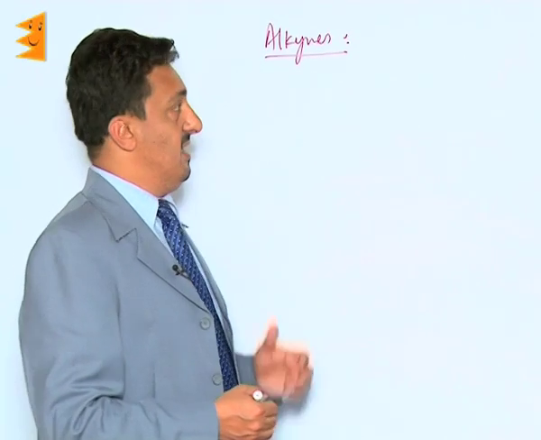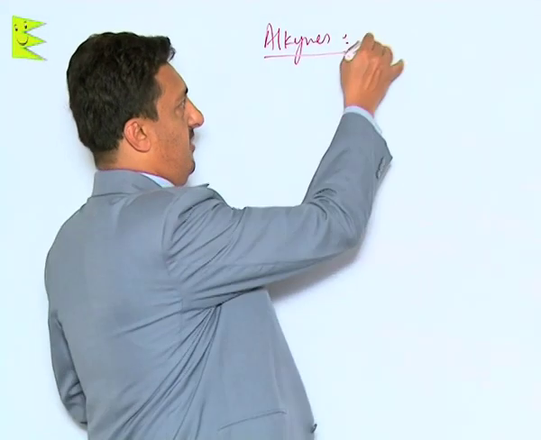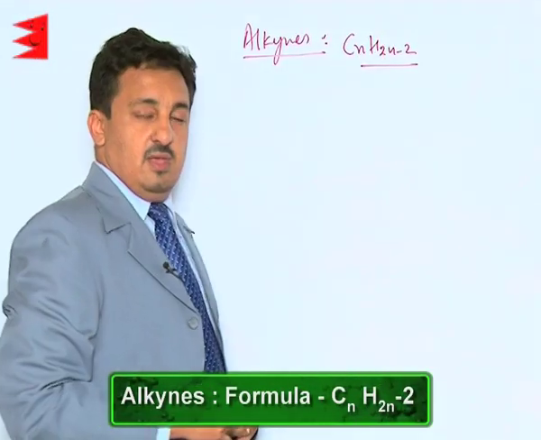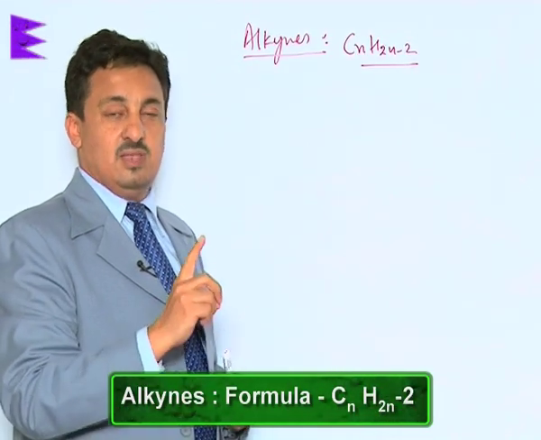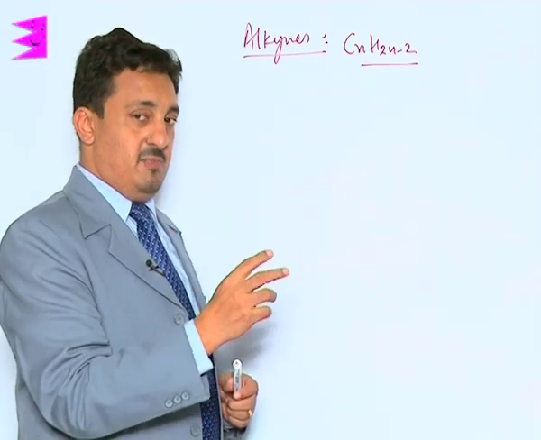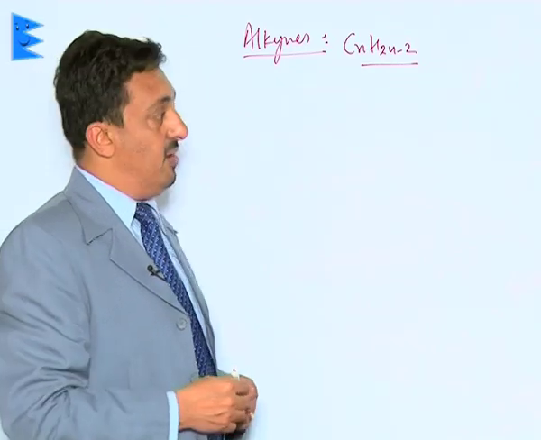The next hydrocarbons are alkynes. Alkynes, we know that they have a general formula of CnH2n minus 2. They are the organic compounds or hydrocarbons which contain at least one C triple bond. Now they have a triple bond, that means two pi bonds are present along with the normal sigma bond, and that makes it a triple bond.